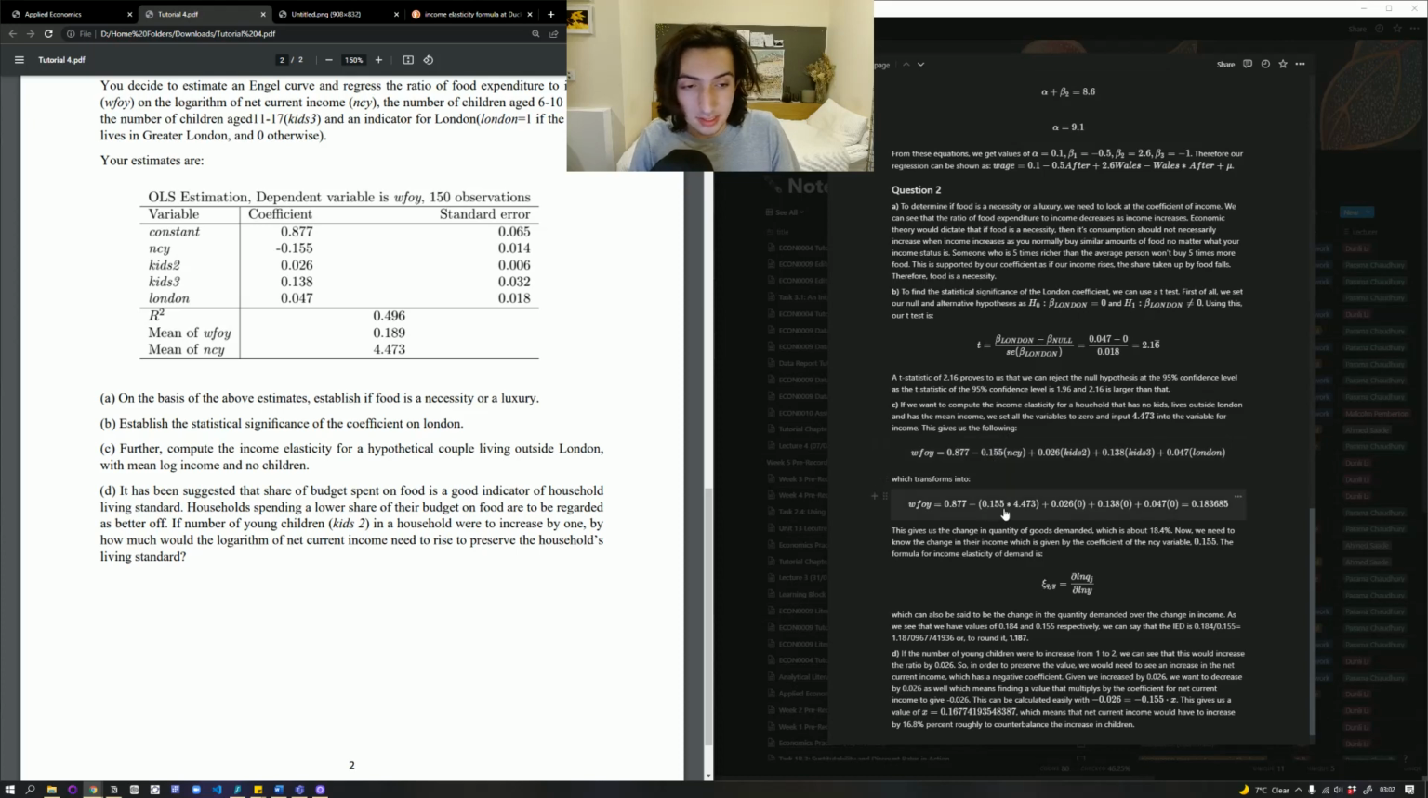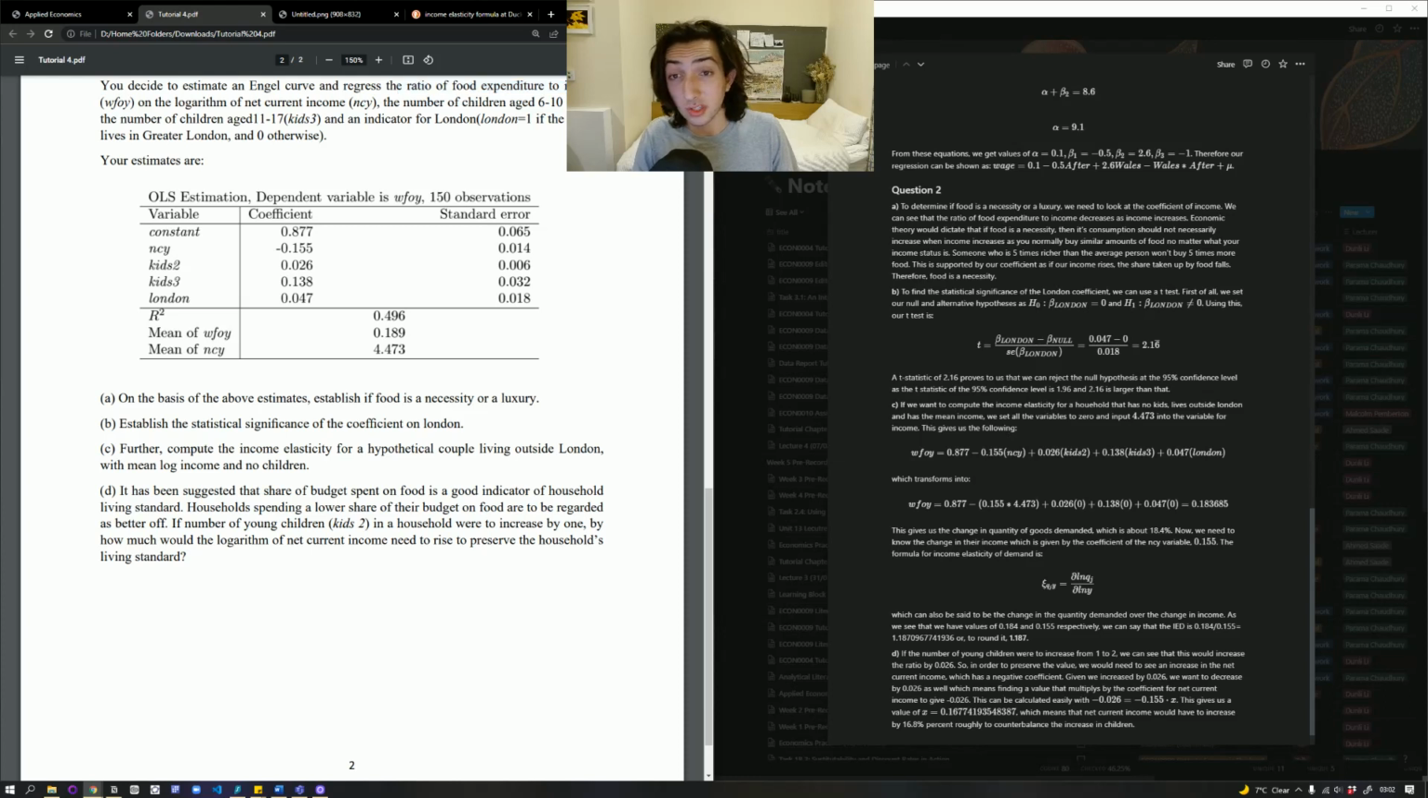So what we get here, after putting in the mean value of the income, is the change in the ratio of food expenditure to income, which we judge to be 0.183685. All right, great. So now that we've got that, what we do then is that we also need to see the ratio of food expenditure to income.